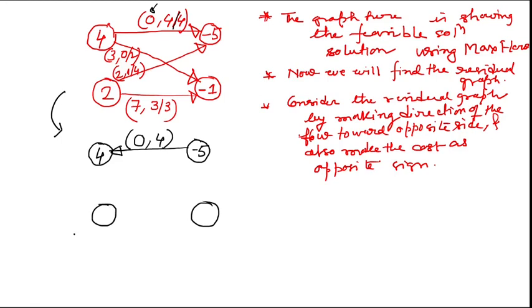Here also we'll do the same thing. Here this 2 to -1, maximum flow is 3, and 3 is also passing. So we'll just make the opposite direction. So this is the residual graph. In the opposite direction, we'll make the cost 7, and then this will be 3 only. This is 1. What about the other two?